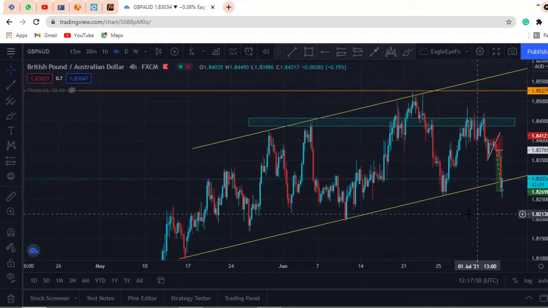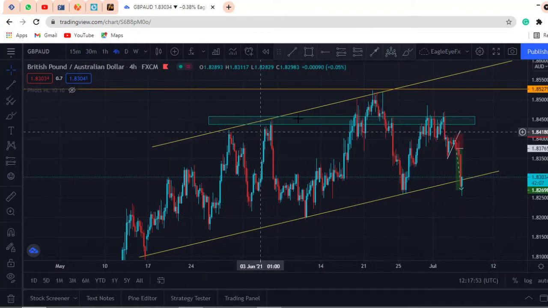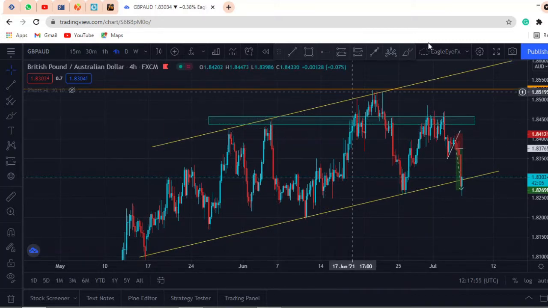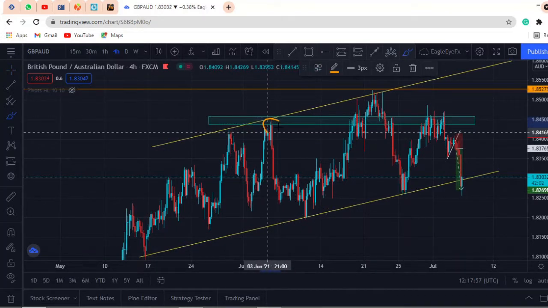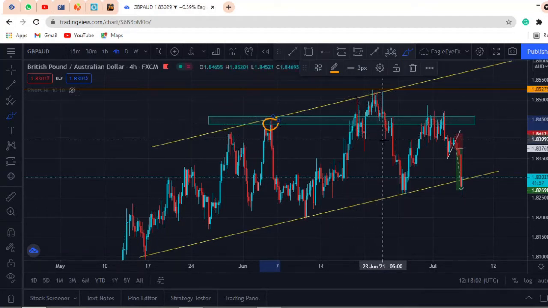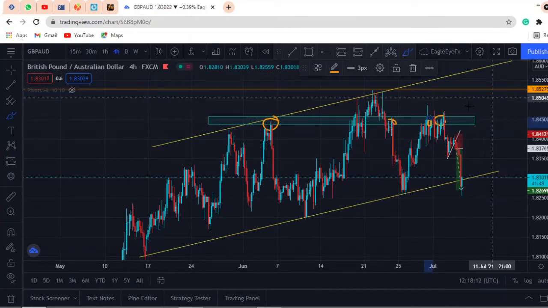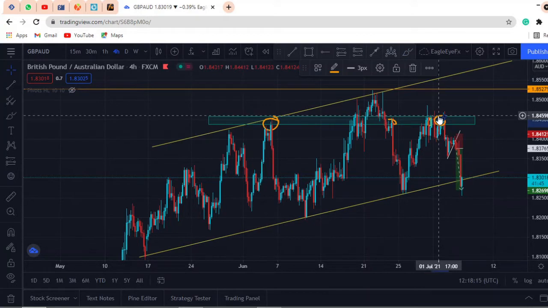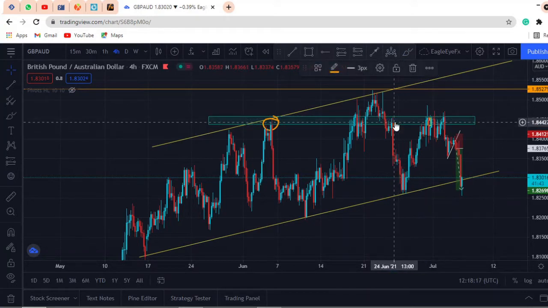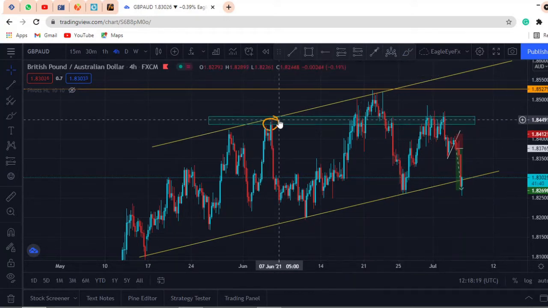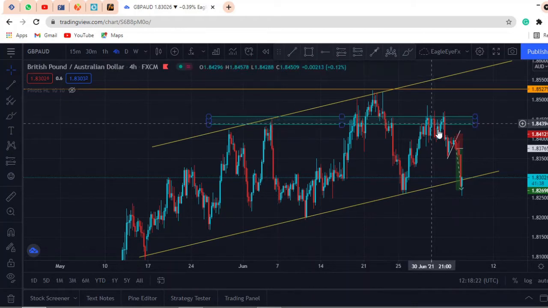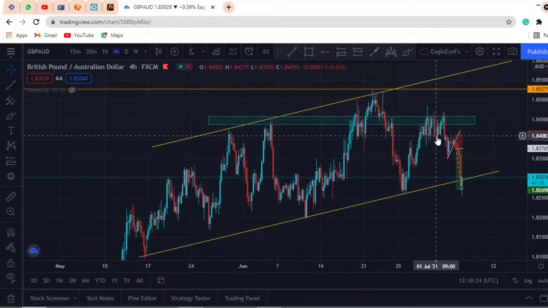Okay, so I was on GBPAUD. I drew my zone up here because I saw rejection here. Then here there was some sort of breakout, back and then back again. You can see here also another one here and another one here. There's several there, so that's why I drew that zone over there.